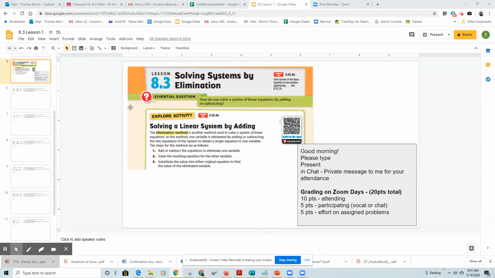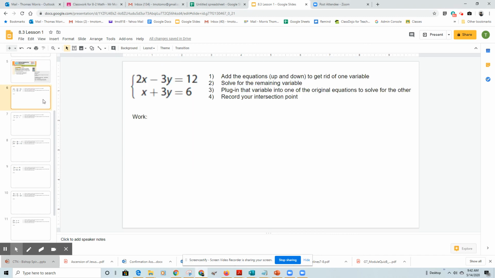All right, today's lesson is Go Math 8.3, Solving Systems by Elimination. So today you're going to look at your two equations, and the best way to look at them is to have them vertically, because there's going to be certain times where you have equations that are going to allow you to use this strategy, which is canceling out one of the variables to solve for the other one. All right, so let's take a look at this.